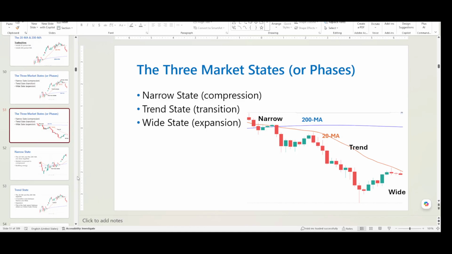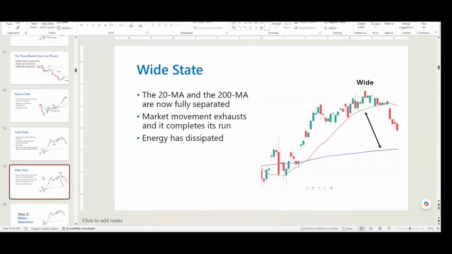So the wide state is a big air gap separation. The 20 and the 200 are fully separated. The market movement exhausts, completes its run. Energy is dissipated onto the beach.